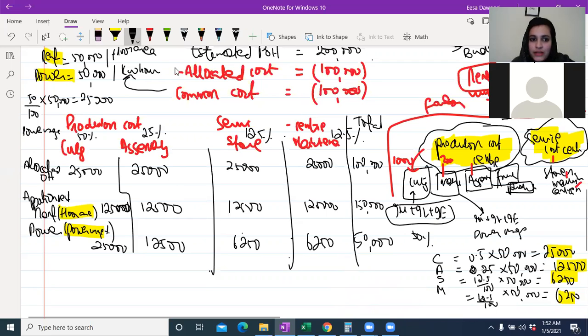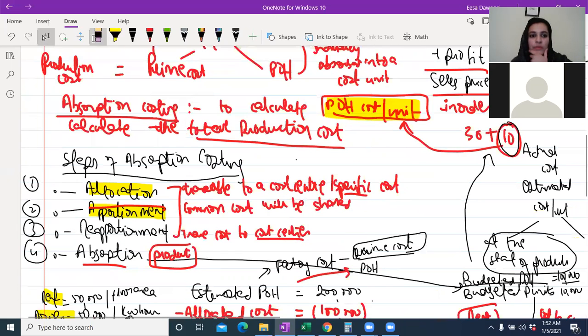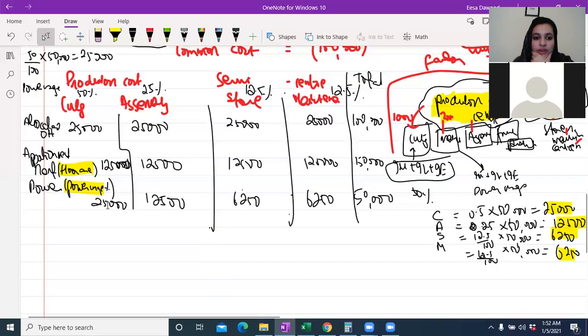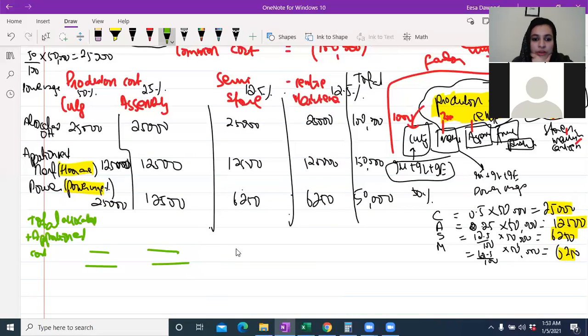Okay. Now, what is the next step? Next step is reapportionment. If I come back here, the next step is reapportionment. Now, what happens in the reapportionment? Actually, you can see there is some cost arising in the service cost centers. If you total the column, allocated plus apportioned cost, just total all the costs plus apportioned cost. Now, what is the total cost here for cutting department, here for assembly department, here for store, and here for maintenance department?